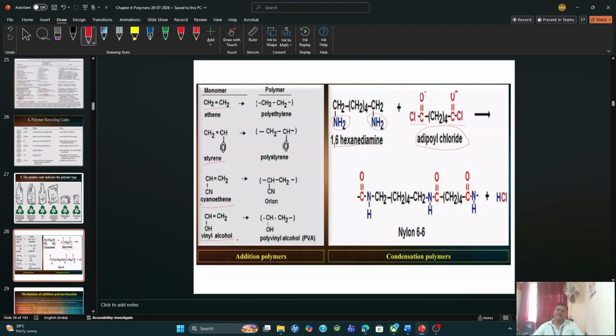What happens is that from the amine group one hydrogen, and from the adipoyl compound one chlorine, so HCl will be eliminated. We get the nylon 6,6. So which molecule will be the side product here? Hydrochloric acid. So I will write here as minus HCl, isn't it?